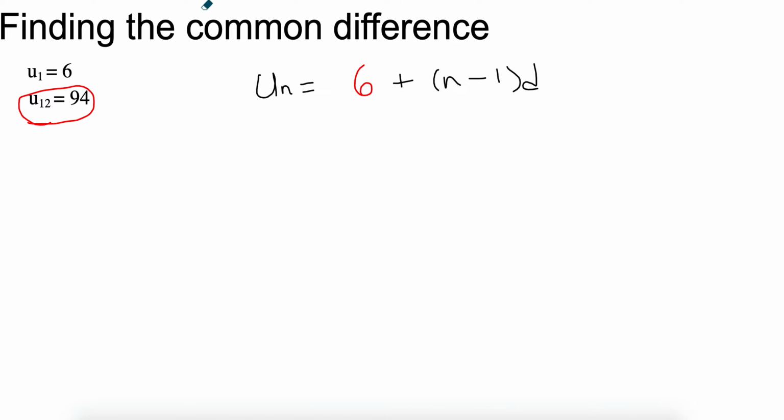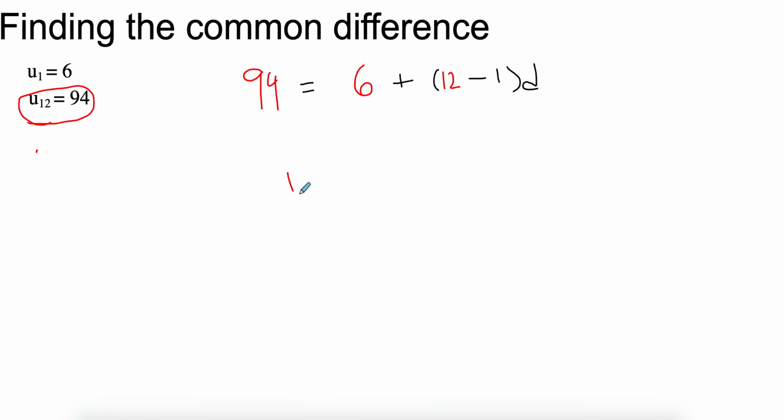Now, it could have been anything else. Maybe they gave you U24 equals something, and you could use this piece of information as well. But at the moment, we only have this U12. So any other term in the sequence would be correct. So we know that U12 here is 94. And it's in the 12th position.